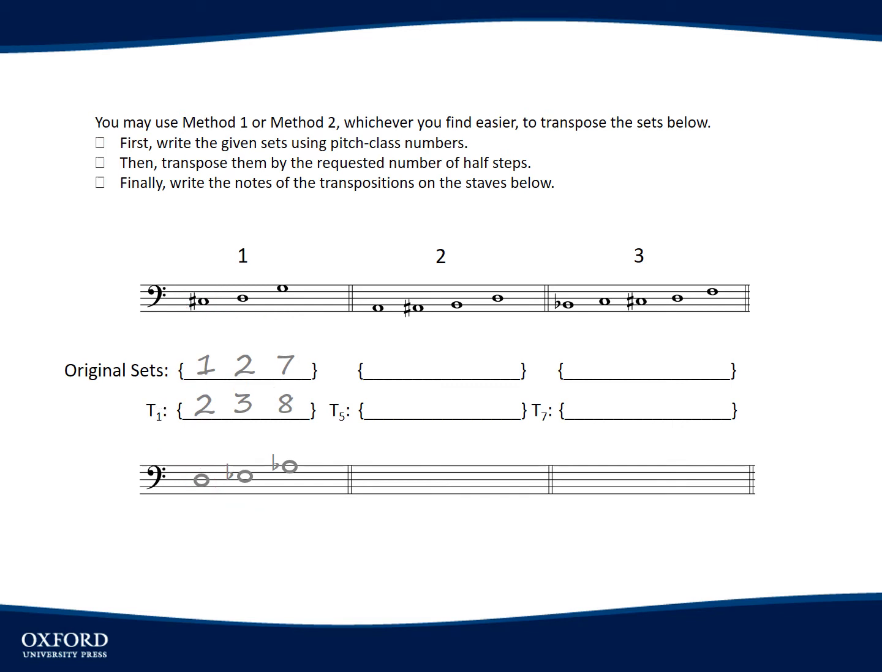Let's move on to Problem 2. The first step is to write the pitch class numbers. A is 9, A sharp is 10, B is 11, and D is 2. And now we're done with that step.